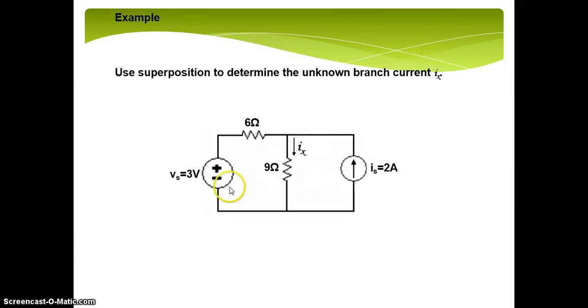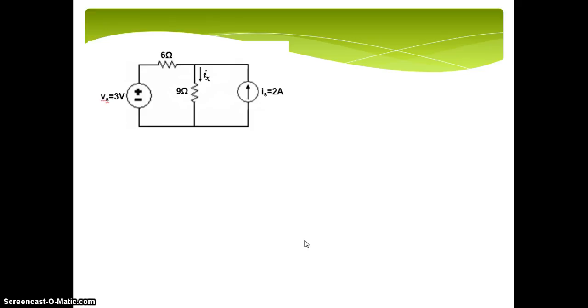Here we have an example problem. We need to calculate the current Ix through the 9 ohm resistor. We have two sources. If you want to apply the superposition theorem, one source is active at a time. So first, say your voltage source Vx is equal to 3 volt. That is now active. That means the current source should be equal to 0.